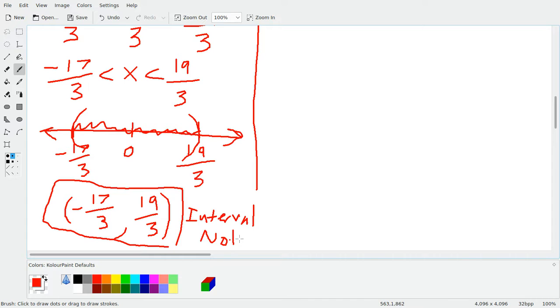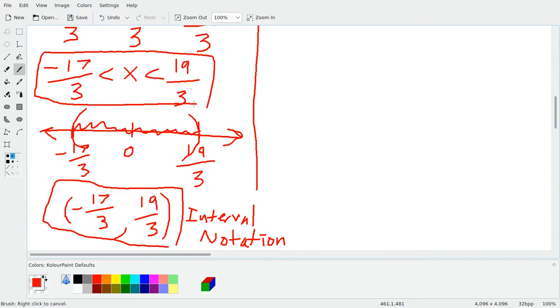Do make sure that you give the answer the way that they're asking. If they ask for maybe standard notation or set notation, you would use this. Interval notation, you would use negative 17 thirds, comma, 19 thirds. Remember that this is an interval. It's the range of numbers from negative 17 thirds to 19 thirds. It's not the ordered pair x, comma, y.